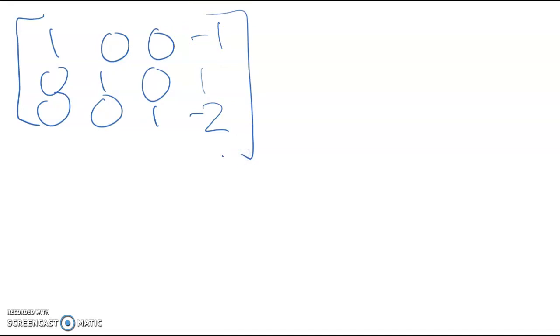Okay. So what this tells me here is that I'm ready for my final answer. If you think about it in terms of an equation, this means 1x equals this, 1y equals this, 1z equals this. Okay. So in our ordered triple, we have negative 1, 1, and negative 2.